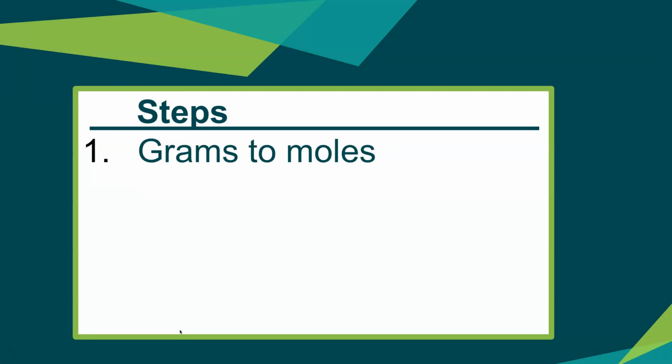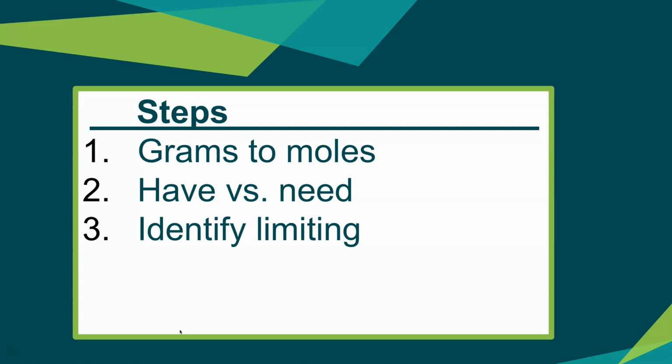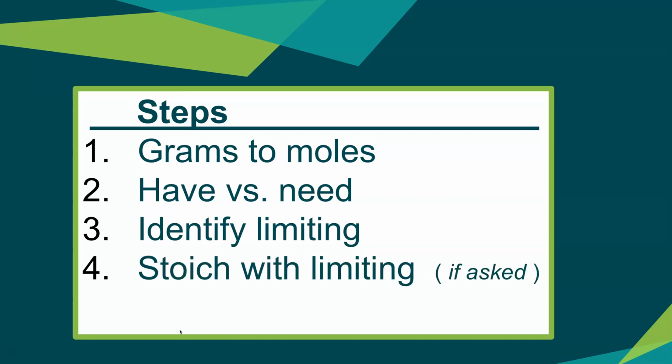Always got to get to moles. Stoichiometry, in any sense of the way, only works with moles, so we need to get to moles. So grams to moles is what we've been doing so far. Then we need to compare have versus need. Identify which thing is limiting. And then if the question is asking for it, we do stoichiometry with the limiting reagent in order to solve for how much product is formed.